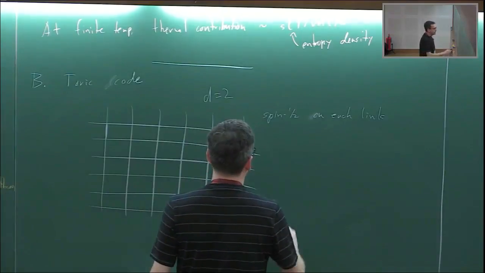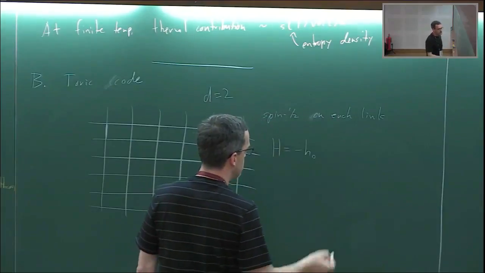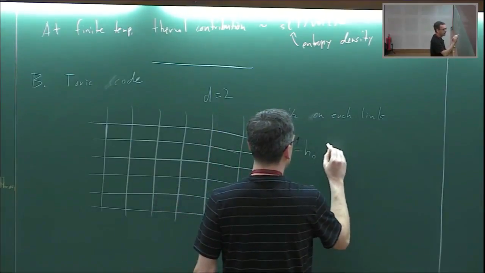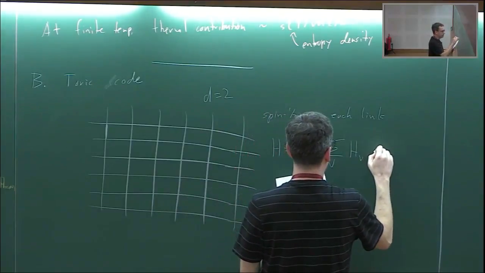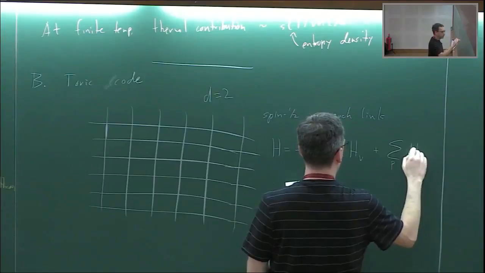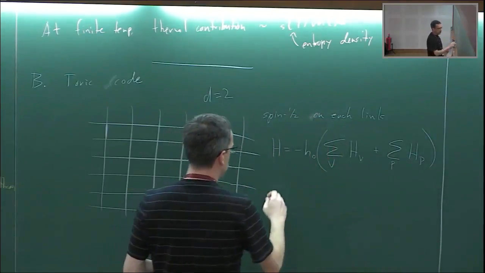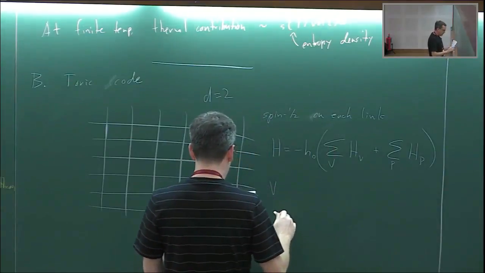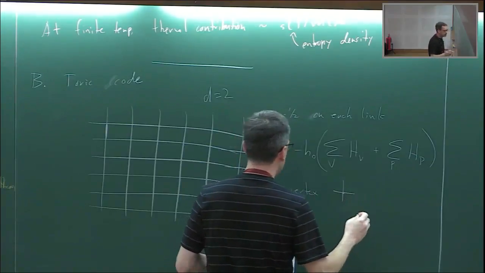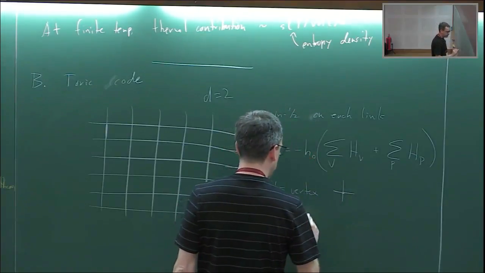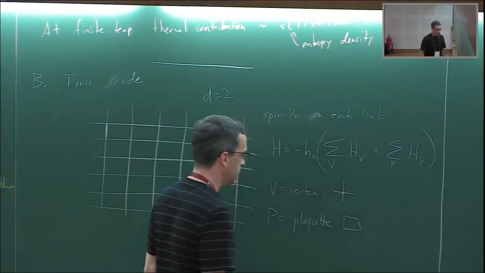And here's our Hamiltonian. So we have some overall energy, and then it's going to be a sum of terms. Let me just write it down, and then I'll explain what these mean. So V is a vertex where four links meet, and P is a plaquette, which also includes four links in a little square.